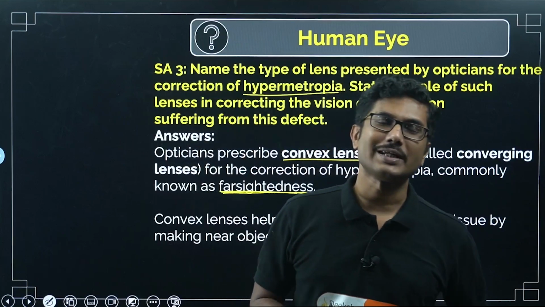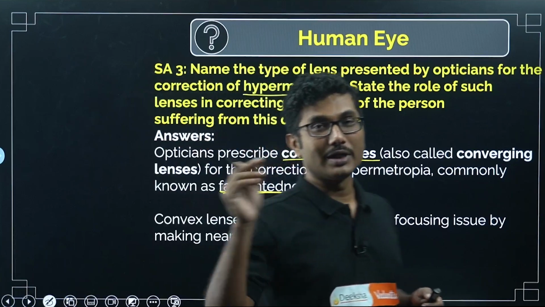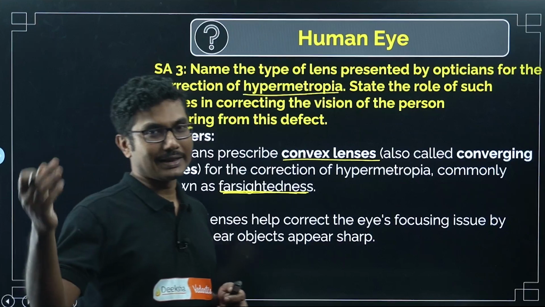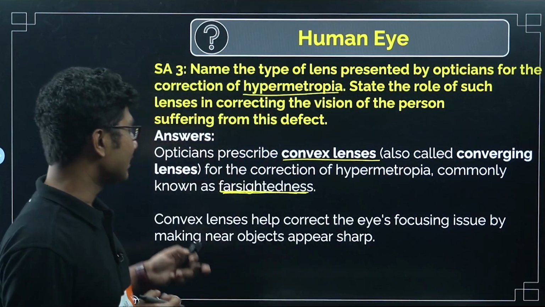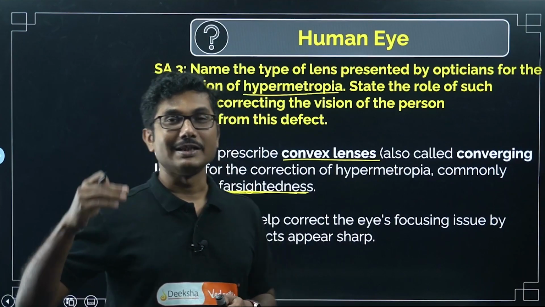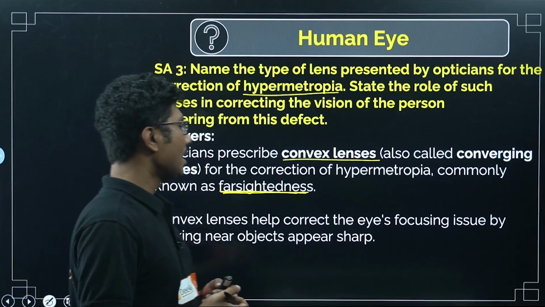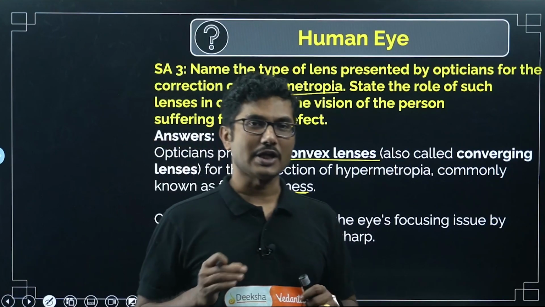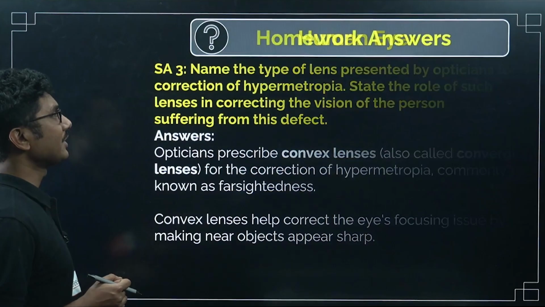Sometimes students get confused, and I don't know why it was named like this, but I think it is mainly because of how the rays get focused. Behind the retina means farsightedness, before the retina means nearsightedness. That's how I think the name came, so that's why the name is sometimes confusing. Farsightedness means you cannot see objects which are close, not which are far. So be careful. Convex lenses help correct the eye's focusing issue by making near objects appear sharp. That is what convex lenses do. So this is the basic answer for this question.